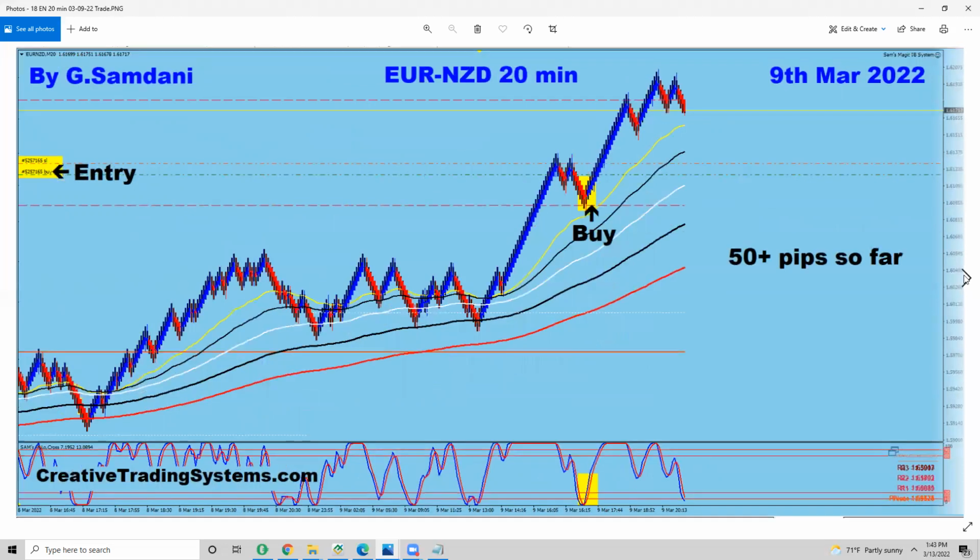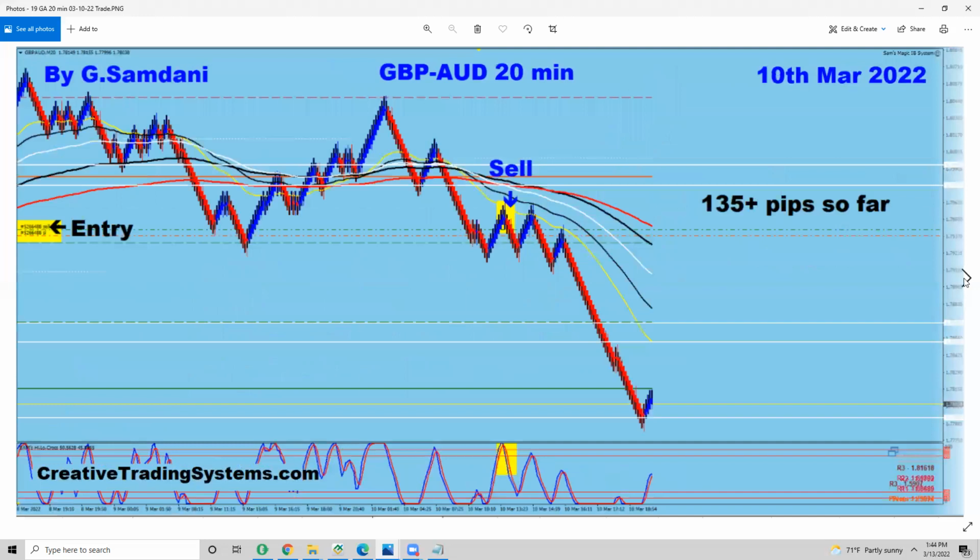Euro NZD again went up, and this is how we got it. On the 9th, 50 pip, small, but remember, I had this one for almost 200-some pip, right? Then another small shot from here to here, 50 pip. Pound Aussie on the 10th, 135 pip. By the book entry, first entry, beautiful. Sell order here, and it went all the way down, 135 pip.